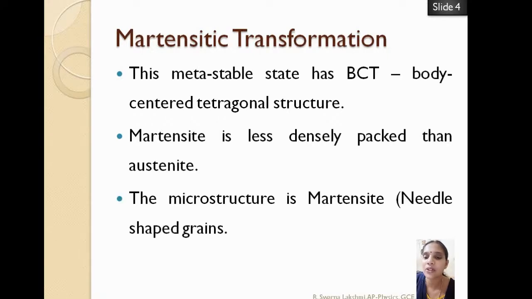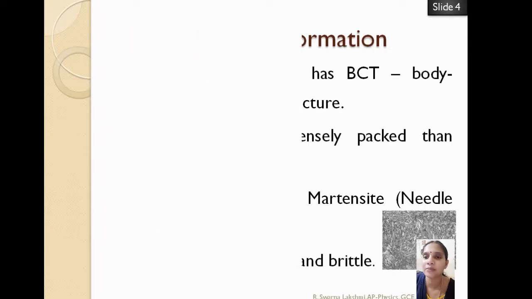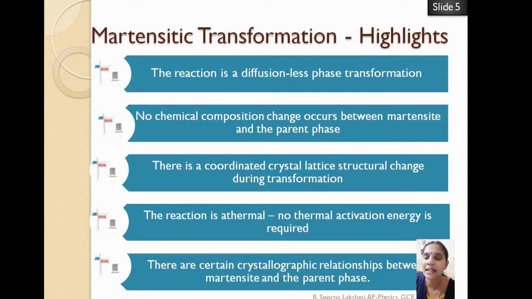The microstructure martensite has needle-shaped grains as shown. It is very hard and brittle because of the rapid cooling. Some of the highlights of martensitic transformation are as shown. The reaction is a diffusionless phase transformation. That is, there is no change in the composition of carbon. Carbon content is still 0.8 weight% as in austenite.